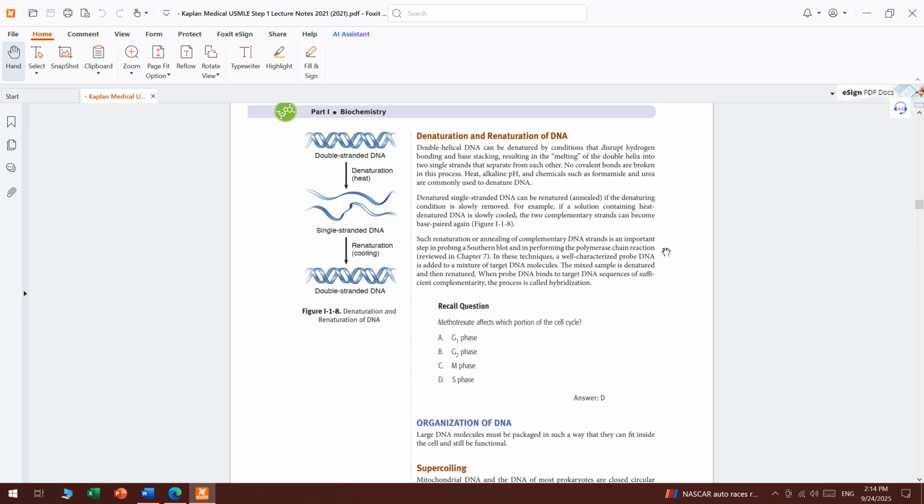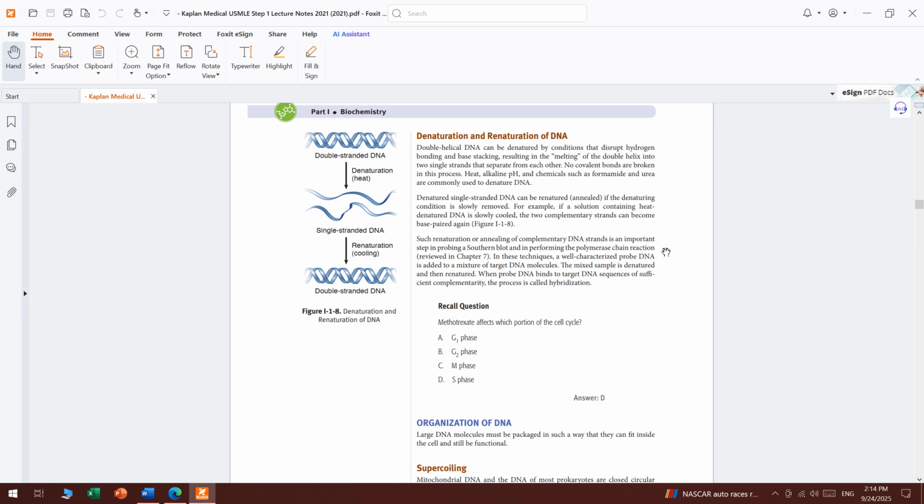Recall question: methotrexate affects which portion of the cell cycle? A. G1 phase, B. G2 phase, C. M phase, D. S phase. Answer explanation: the correct answer is D. S phase.